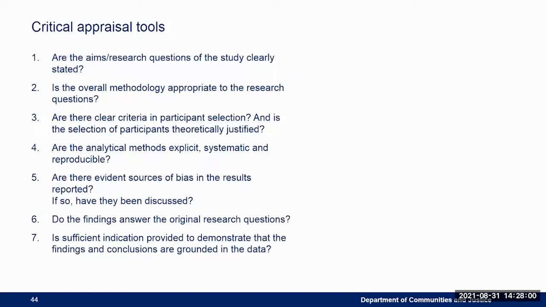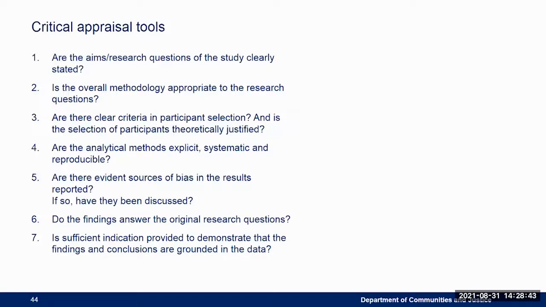Okay, so if I don't tend to use the 3 checklists when I critically appraise an article, I use these 7 questions. So these are the 7 critical questions you need to explore when you're appraising an article. You want to look at whether the aims are clearly stated, whether the methodology is appropriate, whether there's clear criteria in participant selection, whether the methods are explicit, systematic, reproducible. Are there any biases reported? So that's really important.